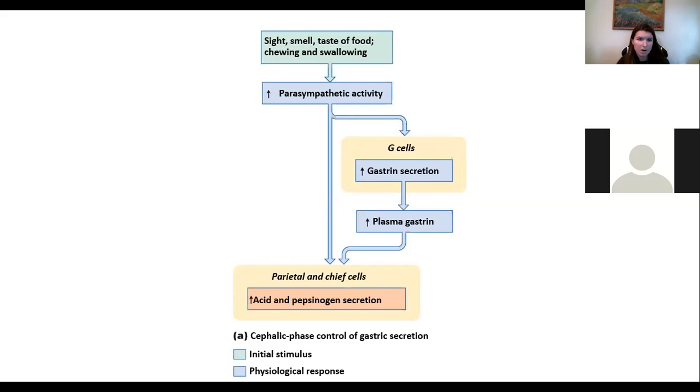Parasympathetic activity also goes straight directly to your stomach, directly to those parietal and chief cells, and tells them to secrete acid and pepsinogen. So we're hopefully getting a big response in response to actual eating. And I think we're going to stop there for now, and we'll get into the gastric phase regulation of the secretion on Monday.